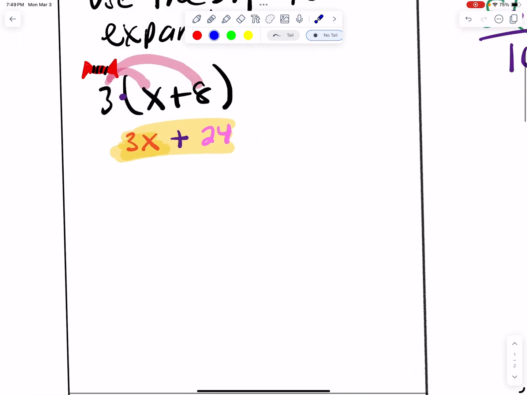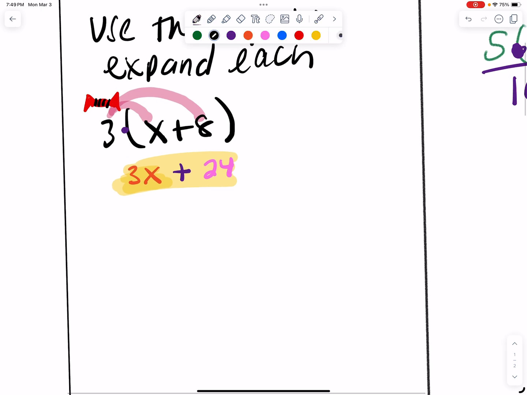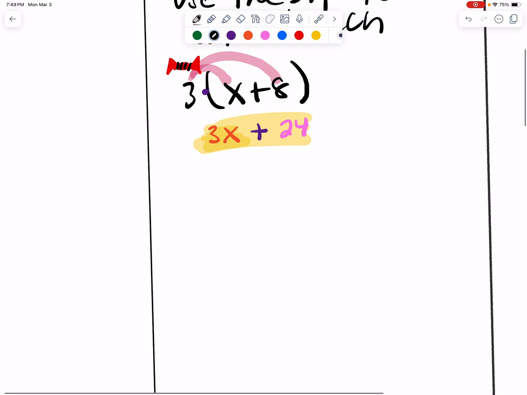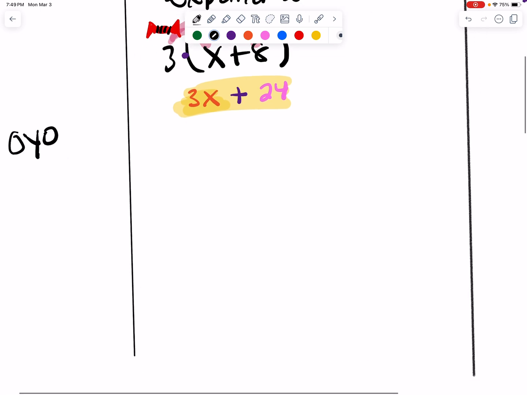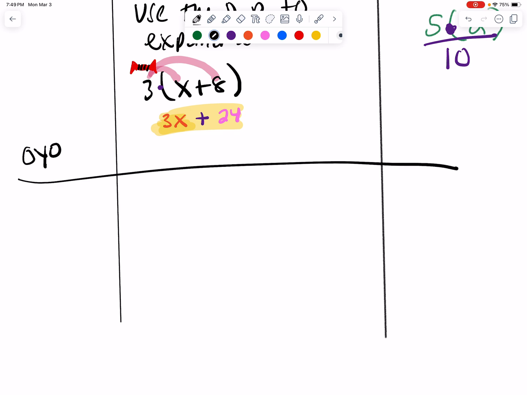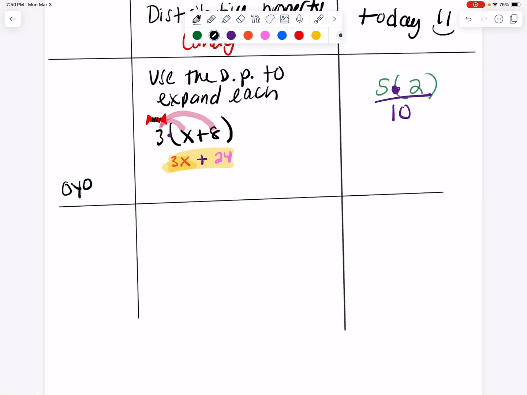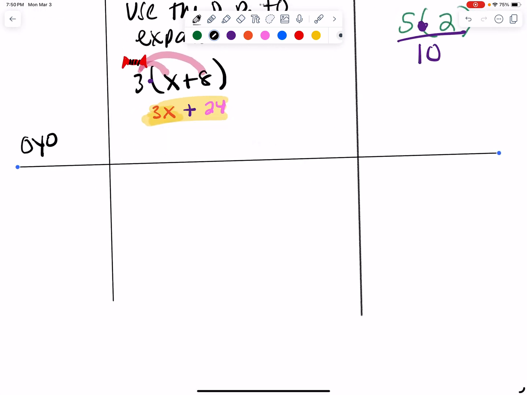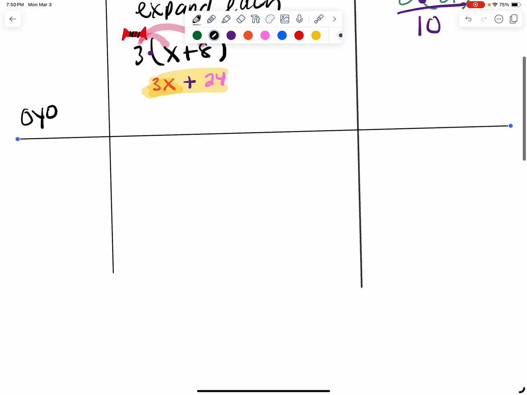Okay? Let's try another one. And pause it every time I go over one so you can do it first, on your own. And then that way you can see if you got it right. And if you didn't, you just fix it. No big deal until you get it. Okay, next one. 5 parentheses 6 plus x. And again, it says use the distributive property to expand this algebraic expression.